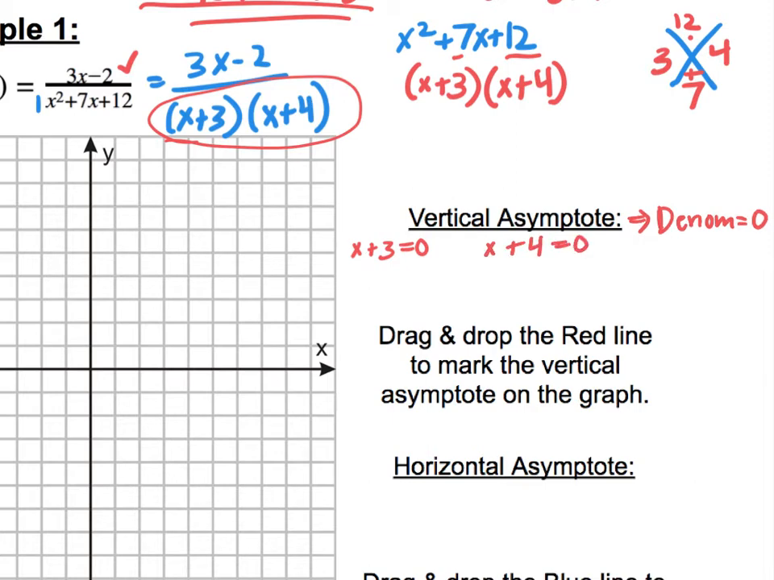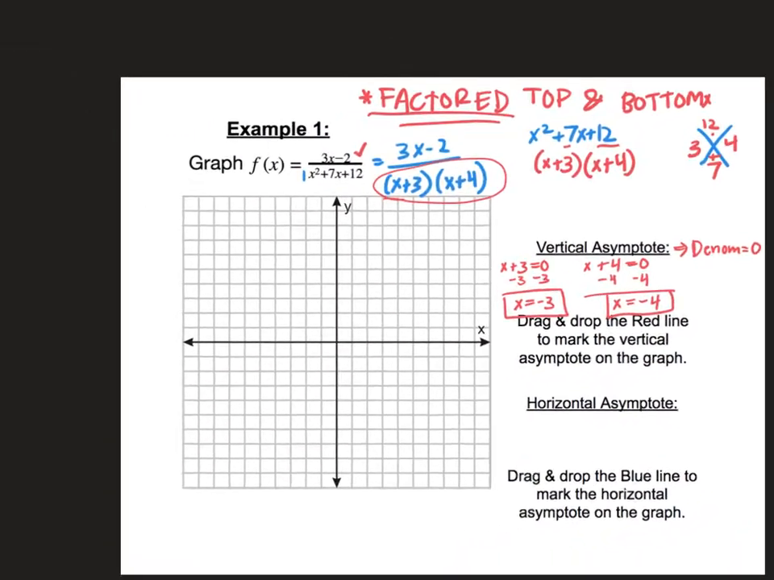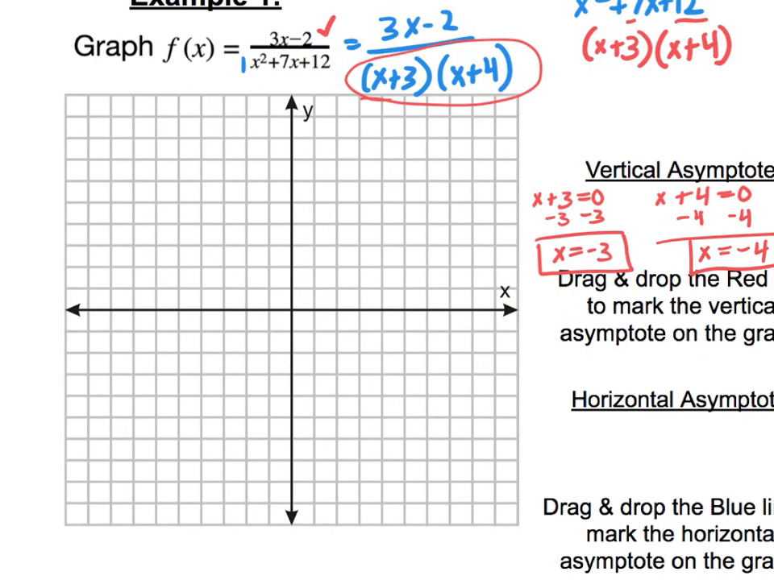For x plus 3, we're solving for x, so I'm going to go ahead and subtract 3 from both sides. You get x equals negative 3. For x plus 4, you're going to subtract 4 from both sides, and you get x equals negative 4. This one has two vertical asymptotes, one at x equals negative 3 and one at x equals negative 4. So you can go ahead and drag and drop your vertical lines. I'm going to draw mine in. I'm going to go over negative 1, negative 2, negative 3. Draw my line straight up and down. And then I'm going to go over one more to negative 4 and do the same thing.